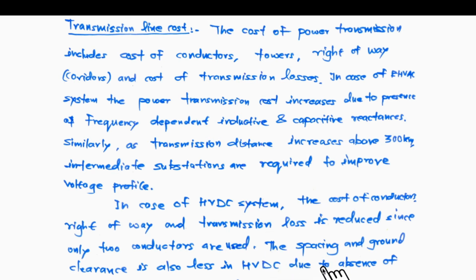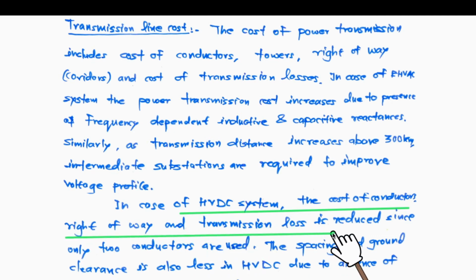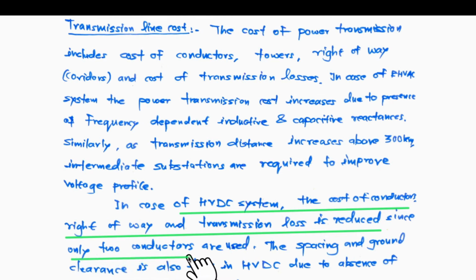Now we come to the second paragraph. What happens in case of an HVDC system? In an HVDC system, the cost of conductors, the right of way and the transmission loss are reduced, or lesser, since only two conductors are used.